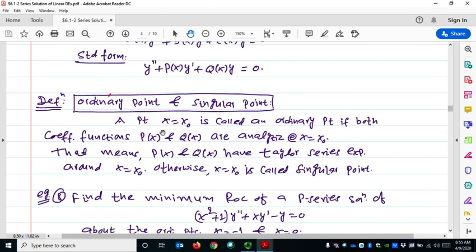A point x0 is called an ordinary point if both the coefficient functions p(x) and q(x) are analytic at that point. That means p(x) and q(x) have Taylor series expansions around that point. Otherwise, x0 is called a singular point.